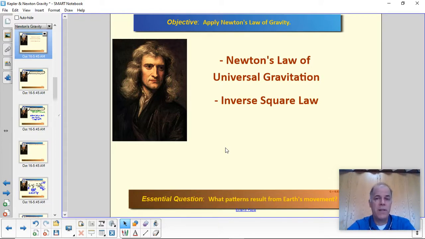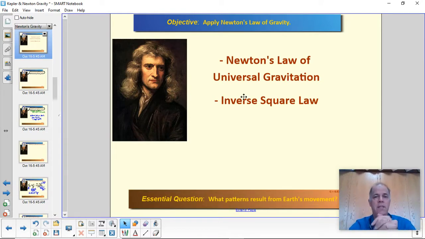The reason that we care about Kepler's laws is because Isaac Newton, when he came up with his law of universal gravitation, which is what we're talking about today, was able to confirm that he was onto something because he was able to use this law to predict Kepler's laws. He was able to derive Kepler's laws from his own new relationship, the law of gravity.